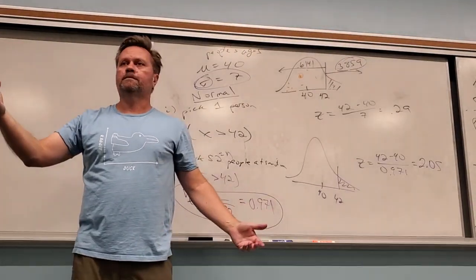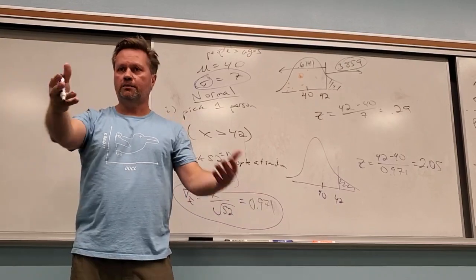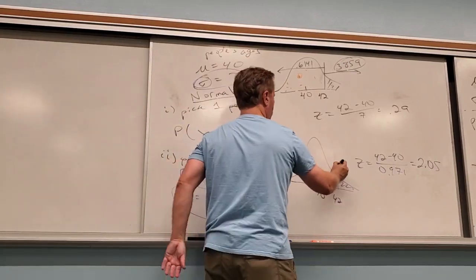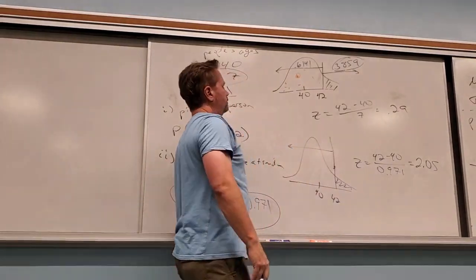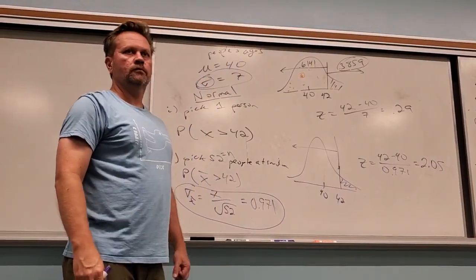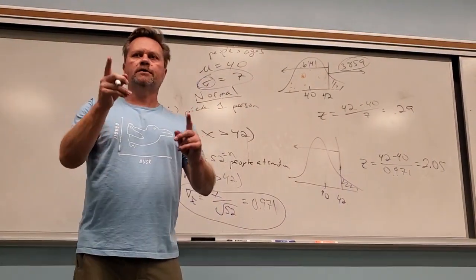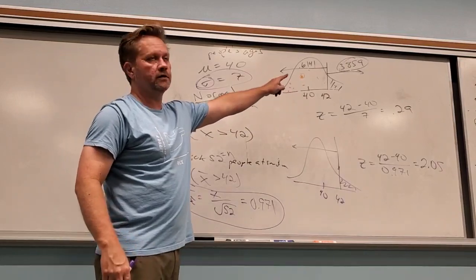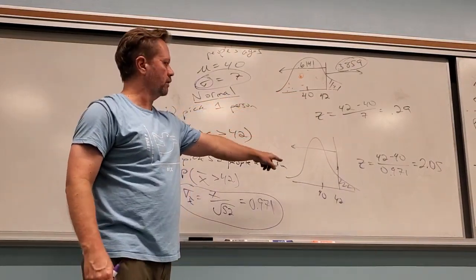And then I can do what? Look at the chart. Look up the 2.05, get the area below. So I want this to make sense. This answer is gonna be much smaller than the first answer was, right? What do you guys get when you look up 2.05?